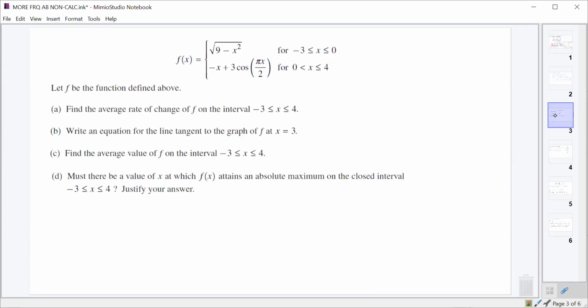Anyway, we want to find the average rate of change of f on this interval from -3 to 4. So how do we find an average rate of change? That's just the slope between any two points. So that's the point of -3 and the point of 4. So we'll find f of 4 minus f of -3 over 4 minus -3.